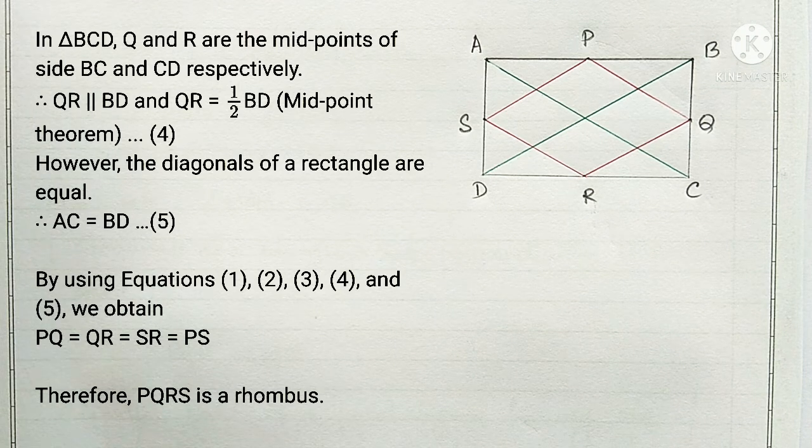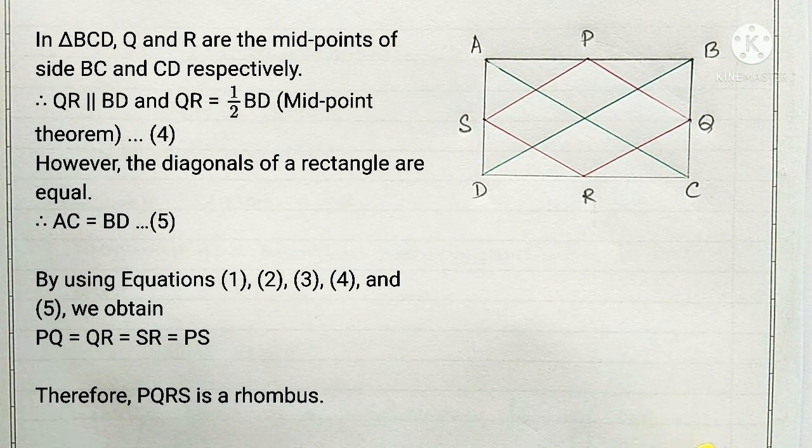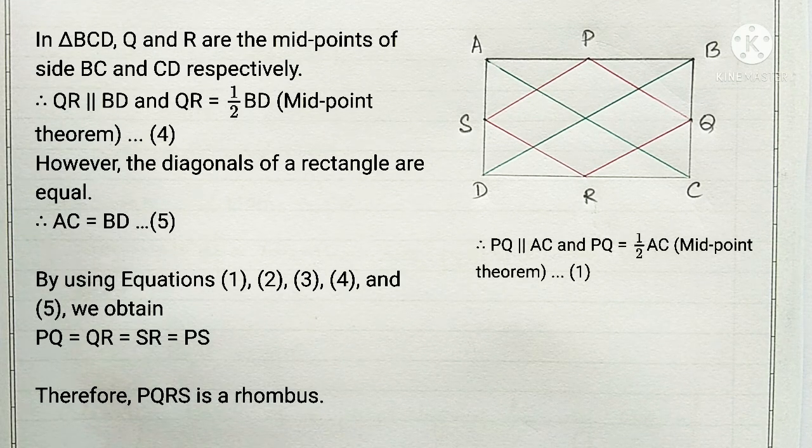So already I told, in case of a rectangle the diagonals are always equal. So as you see here we write the diagonals of a rectangle are equal. So that's why here AC equal to BD. These two diagonals are equal, isn't it? So now in place of what we wrote earlier, QR equal to half of BD, we can write AC in place of BD. If in place of BD we write AC, then QR equal to half of AC. And QR equal to half of AC, already we proved in equation number 1 and equation number 2.